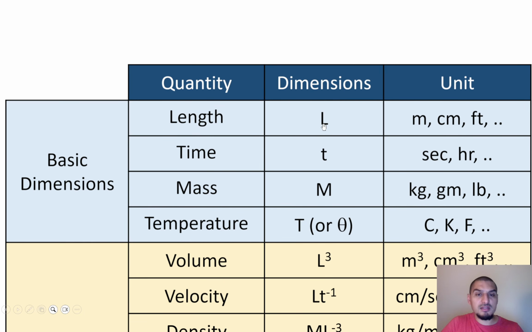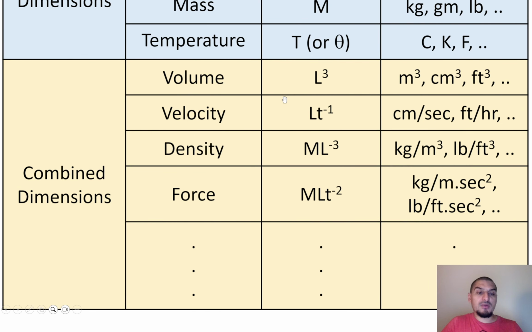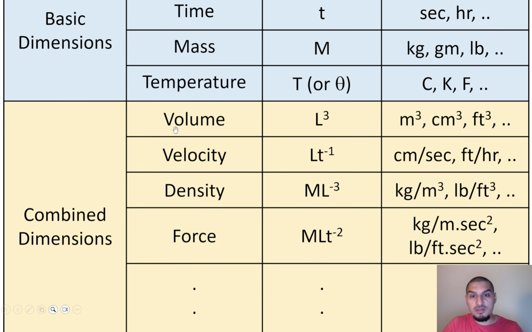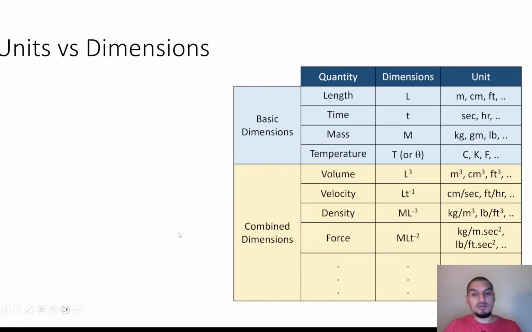They don't depend on anything else. Length is length. It doesn't depend on anything else. Time is the same. We have other, what we call the combined dimensions, which are combinations of one or more of the basic dimensions. So for example, here for the volume, it is L to the power 3. L cubed is L multiplied by L multiplied by L. It can be meter cube, centimeter cube, foot cube, or liter, milliliter, whatever the unit that we can use. The velocity is distance over time, or length over time. So it's LT to the power minus 1. Density is mass over volume. It's ML to the power minus 3. Again, for each one of them, you have multiple units.